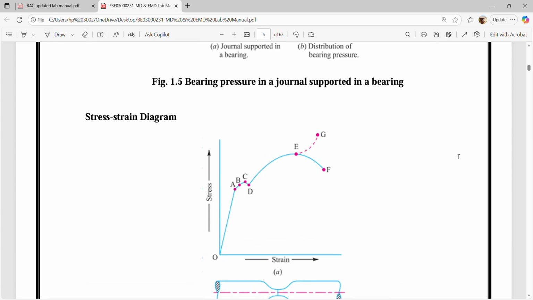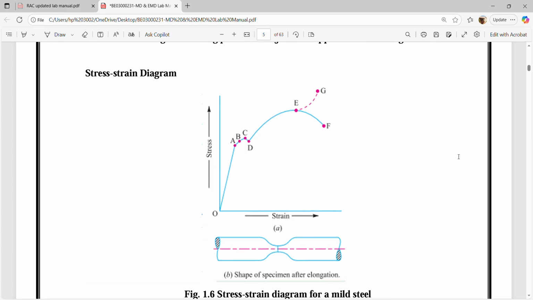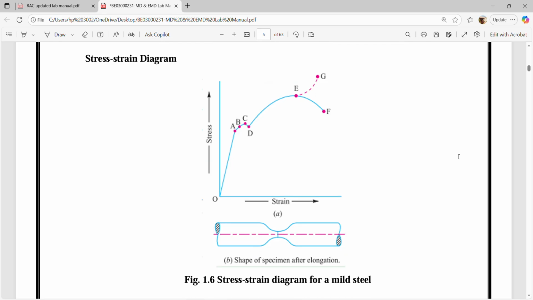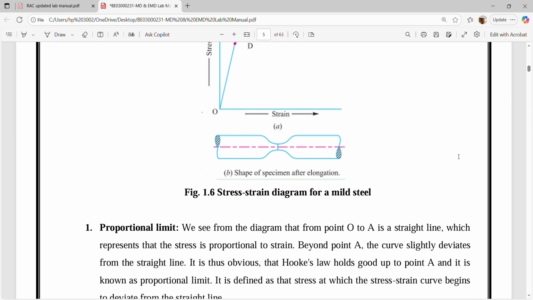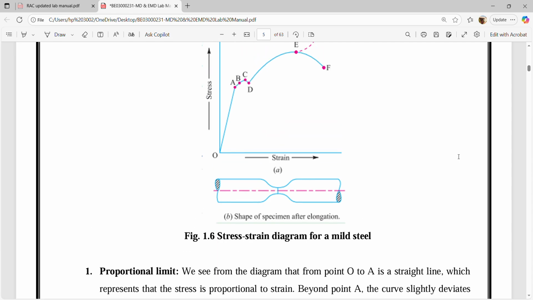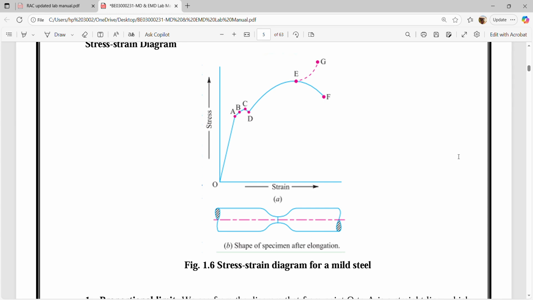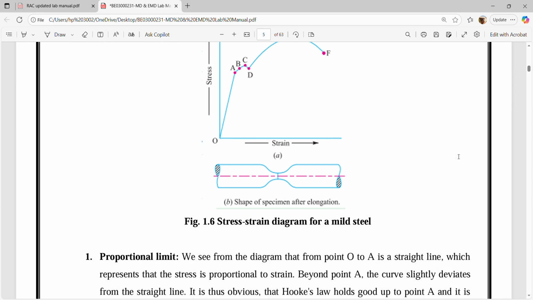This is the stress strain diagram. This is the shape of the specimen after elongation. Here the specimen is made up of mild steel. Now first of all we will see proportionality. We see from the diagram that from point O to point A is a straight line which represents that the stress is proportional to strain.